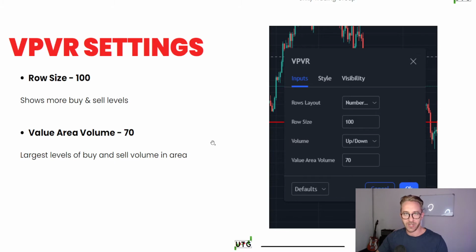VPVR settings, which I'm going to get into in a second as well, but you can take a screenshot of this if you like. Your row size, I believe, is set to 24 default on the VPVR, and your value area is also set to 70. I changed my row size to 100, and what that means is that it is taking in more data points, or displaying more data points through those volume nodes that I'll show you in a moment, those volume bars. The more rows you have, or the higher your row size, the more volume bars are plotted in that particular area.